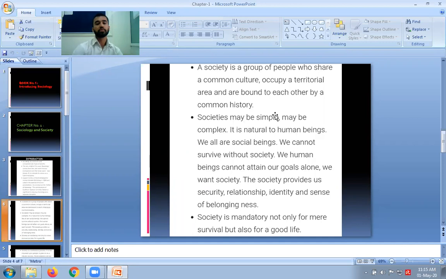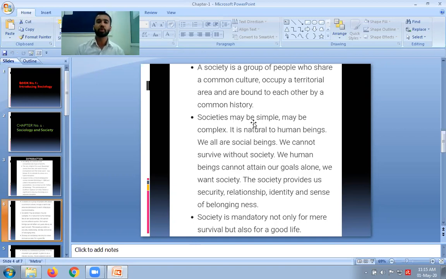Okay. Now, societies may be simple, may be complex, right? I believe that India is a complex society, because there are further divisions in the Indian society. And when we talk about the caste system, especially the institution of caste, we have plenty of divisions in the caste system. So I always say that India is a complex society, but there are certain societies that are simple as well. So it's a blend. Some societies are pretty simple, and some societies are complex in nature.